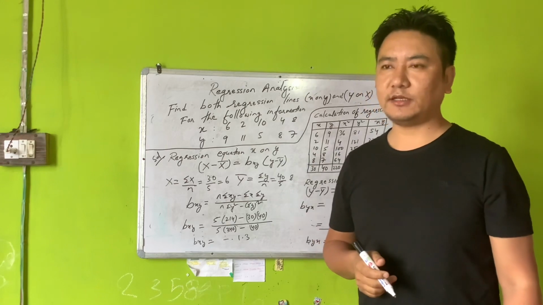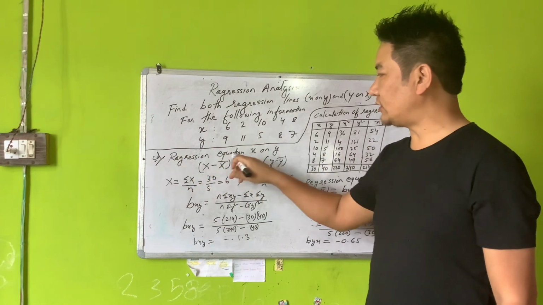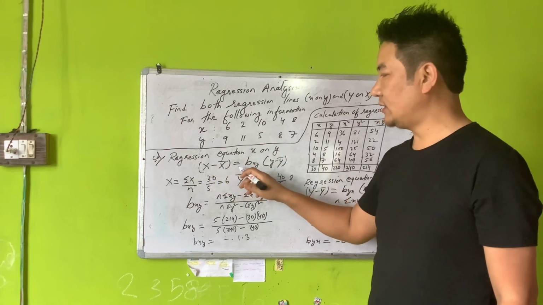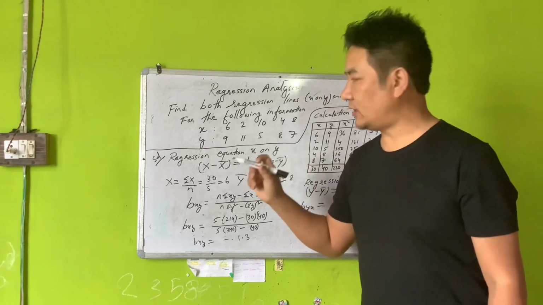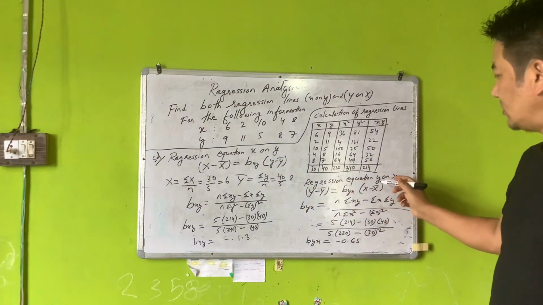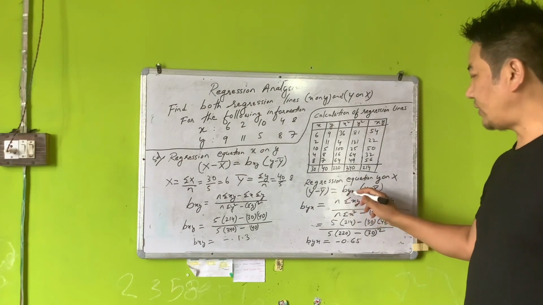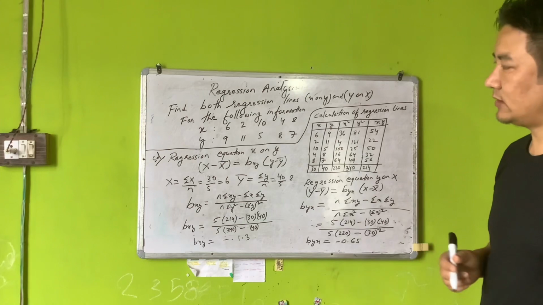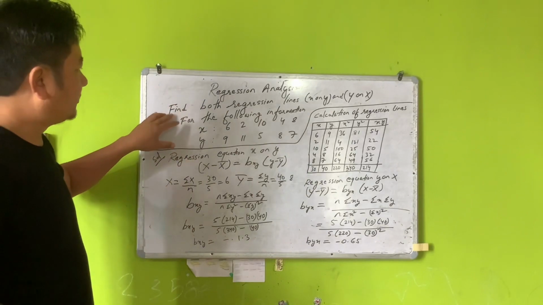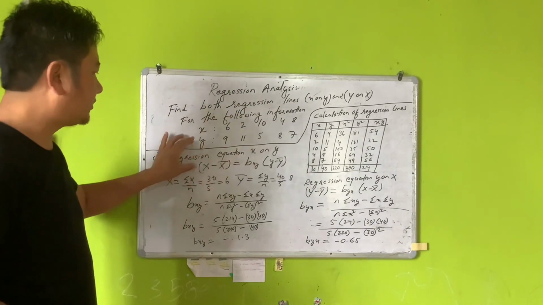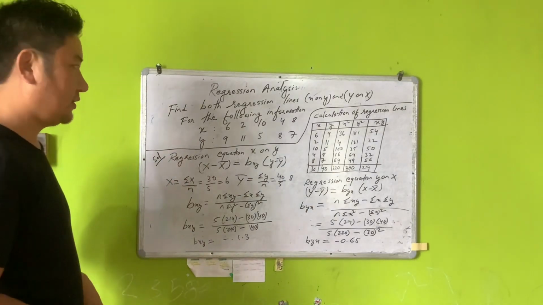We know the two regression equation formulas. The regression equation x on y is x minus x bar is equal to bxy in bracket y minus y bar. And the next one, the regression equation y on x, is y minus y bar is equal to byx in bracket x minus x bar. What you have to find is just the regression lines. When you solve these, you will get two regression lines.